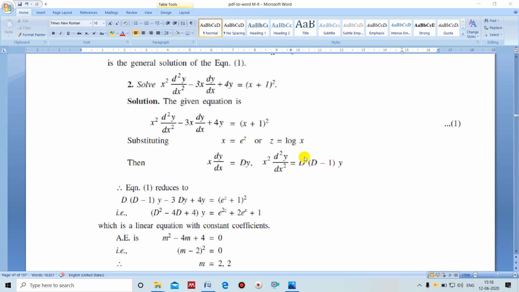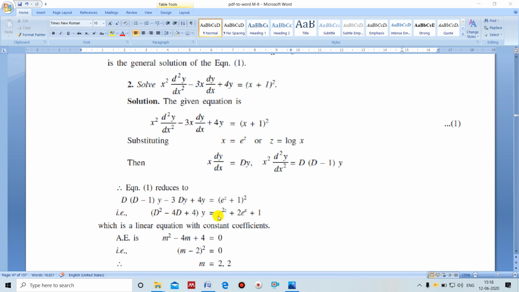So put these four values in the given equation 1. We get x² y double dash, which means D(D - 1)y, minus 3 as it is, x dy/dx means Dy, plus 4y, equal to (e^z + 1) whole square. If you simplify this, we get (D² - 4D + 4)y = e^(2z) + 2e^z + 1, using (a + b)² = a² + 2ab + b². Then it is a non-homogeneous differential equation. Find the complementary function plus the particular integral.